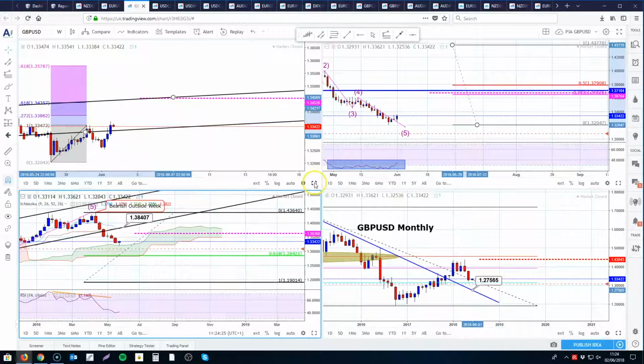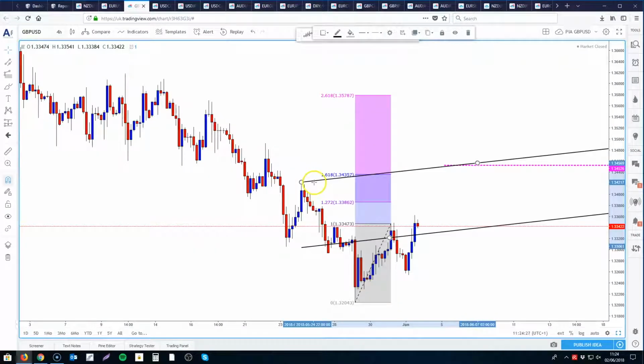The reason that we say that we haven't really seen much of a reversal formation in cable yet, we've got no bullish outside bars, no reverse doji formations, and yes, we're now seeing higher highs and higher lows, but again, there's no real reversal formation in this currency pair.